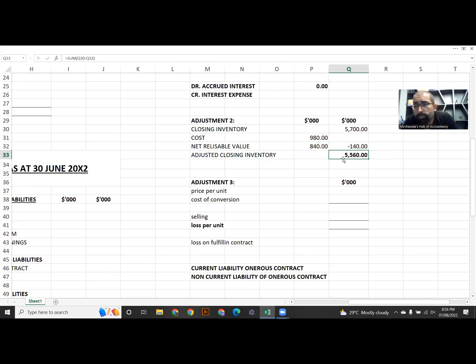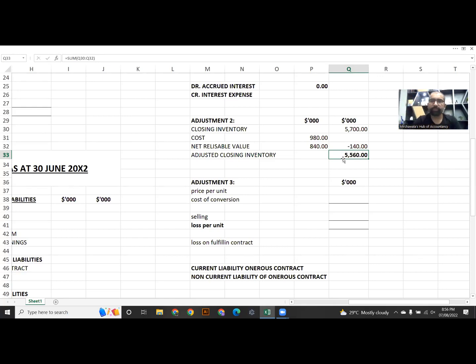I have already taught you this. Don't feel like a stranger now. This we have done. Now this correct closing stock will be used in 2 places. Number 1, in the income statement, in the cost of sales working. And number 2, in the year-end SOFP.